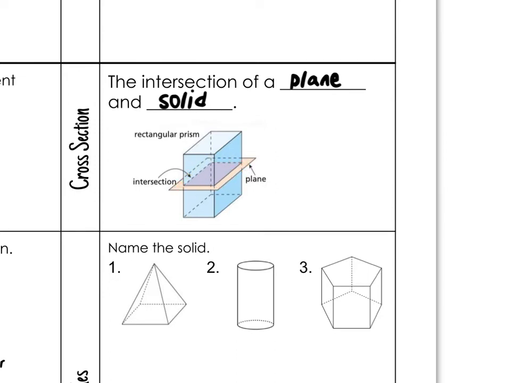Okay, that intersection forms a two-dimensional shape. So cross-sections are always two-dimensional, okay? And in this case, the two-dimensional shape that's formed is that rectangle. So it's kind of like taking a slice out of this solid and seeing what shape is formed.